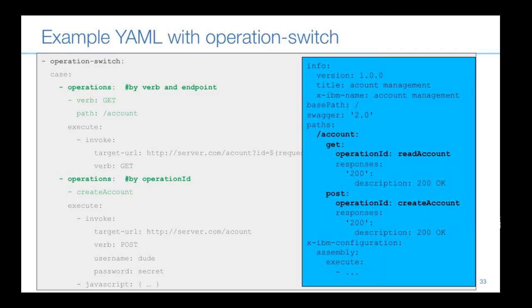So check the example on the left-hand side. Two cases are found in the operation switch. One is for reading an existing account, matched by the verb and path pair, and the other is creating a new account, matched by the operation ID. When creating a new account, basic authentication is required for the invoke policy, and after that, a JavaScript is executed for further processing.